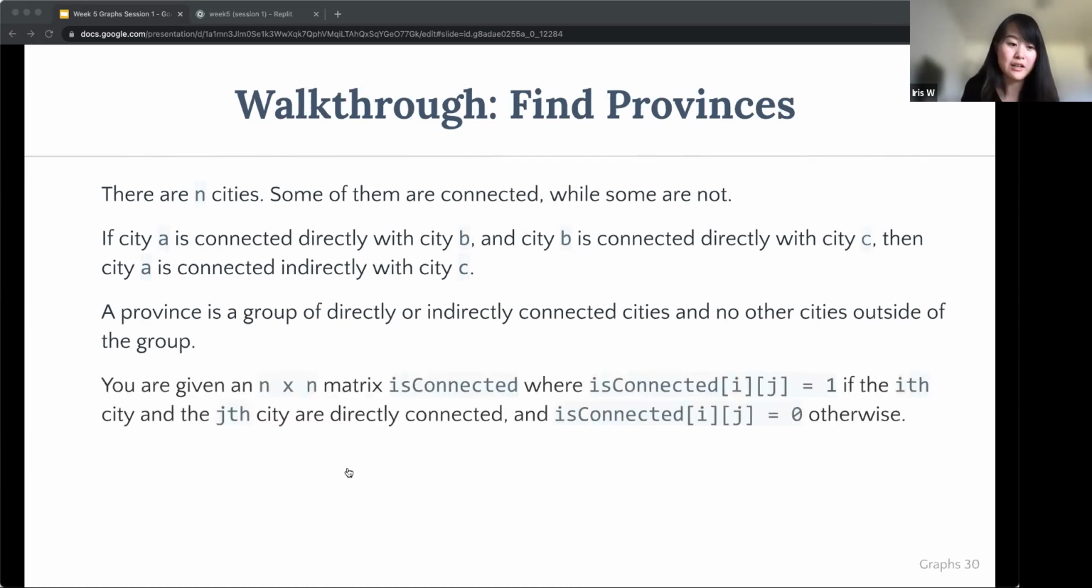And you're given an n by n matrix called isConnected, where isConnected[i][j] equals 1 if the ith city and jth city are directly connected, and it's set to 0 otherwise. Okay, so you're given this problem statement, and the great thing is if you know your graph representations, you can immediately see that you're basically given an adjacency matrix, right? So it's helpful to know the representations because it gives you a huge clue of the type of problem you're looking at.